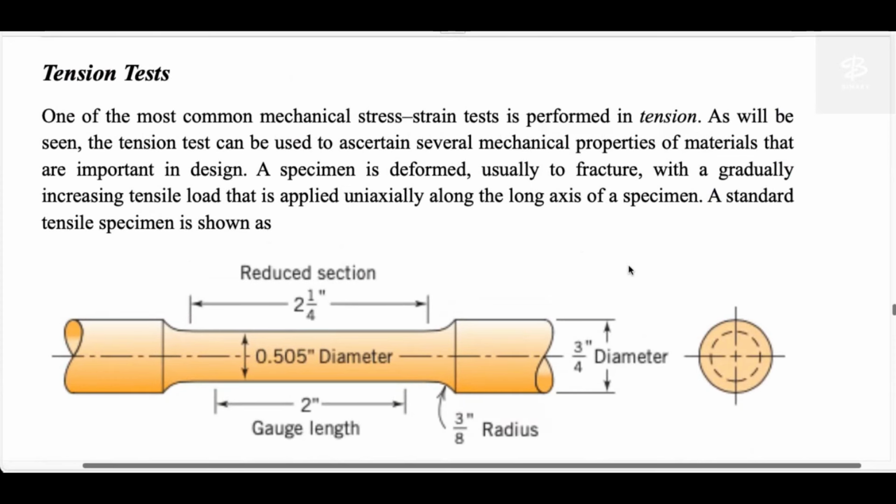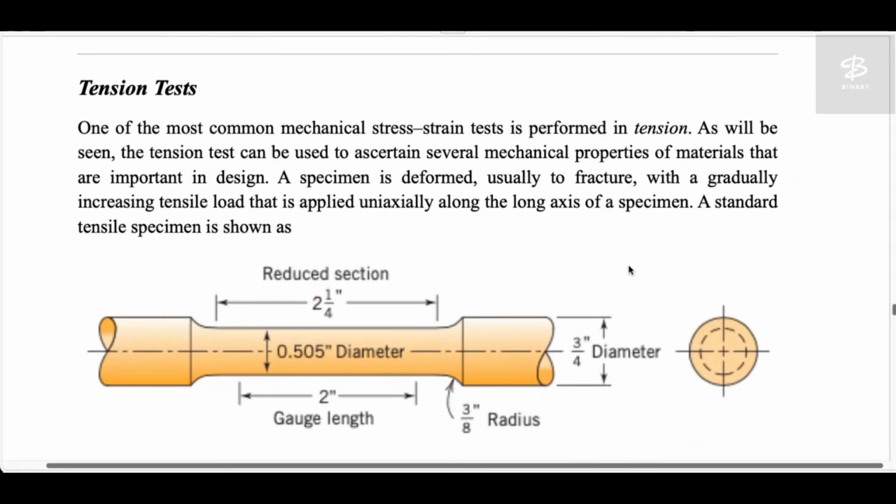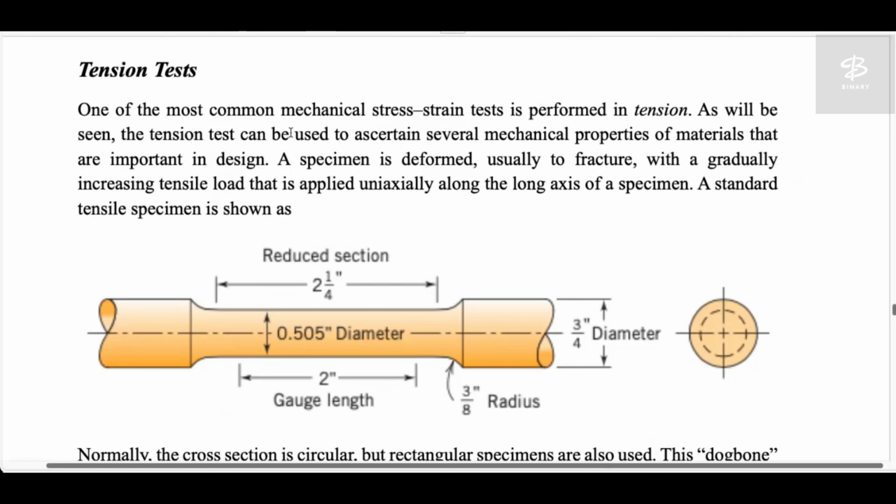So first we are going to start with what is a torsional test. One of the most important and common mechanical stress strain tests is a tension test. Tension test means that you have the bar, then you are going to use a machine where you can apply a tensile load, so that your specimen will get stretched. If you continue increasing your load, the specimen will break down.